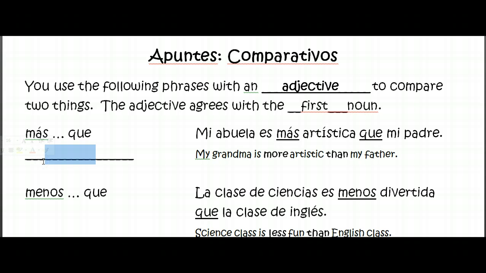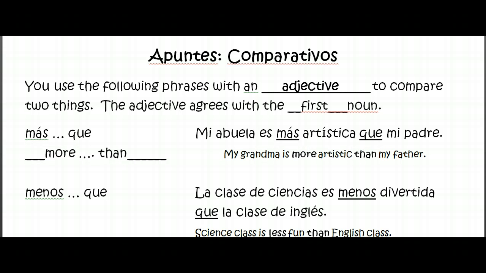The first phrase, más que, means more something than someone else. So for example, mi abuela es más artística que mi padre. Notice there's an adjective between más and que, and that artística agrees with abuela. This sentence says my grandma is more artistic than my father.